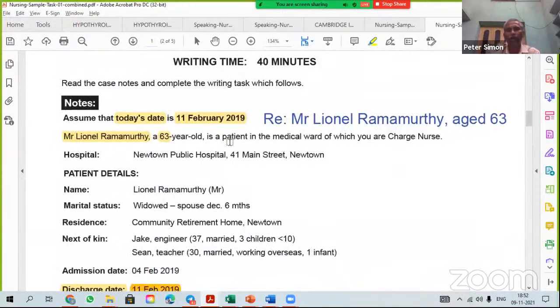Next, you are charge nurse. You are charge nurse in the medical ward. And the name of the hospital is Newtown Public Hospital. The street name is 41 Main Street, and the town name is Newtown. So all 5 things are there. Many people write, you are sincerely nurse. Why? The address is given, then why are you not sending it? Do you know that you are losing marks for this?